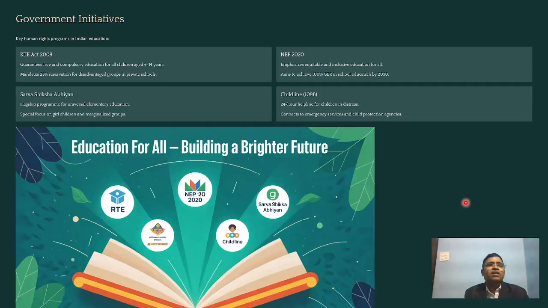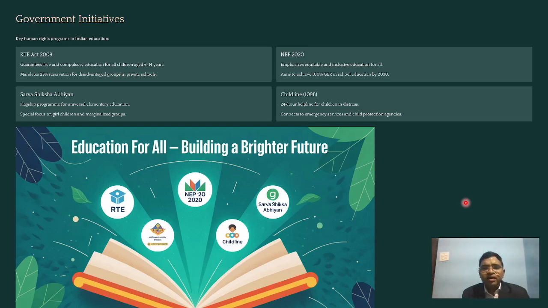Okay. Then what are the government initiatives for human rights programs in India? One is RTE, the Right to Education Act 2009, and National Education Policy 2020, Sarva Shiksha Abhiyan and Child Helpline 1098. So the Right to Education Act 2009 says guarantee of free and compulsory education for all children from 6 to 14 years, and 25% reservation for disadvantaged groups in private schools.